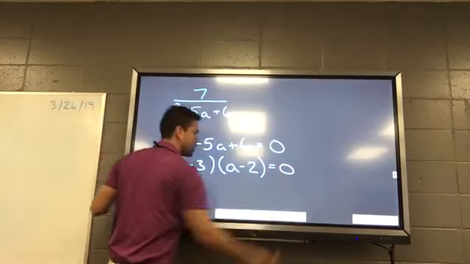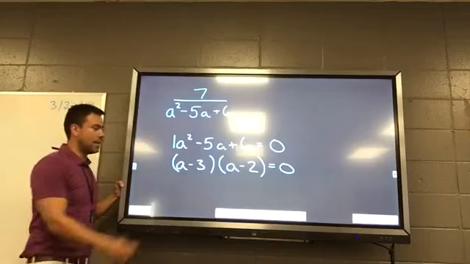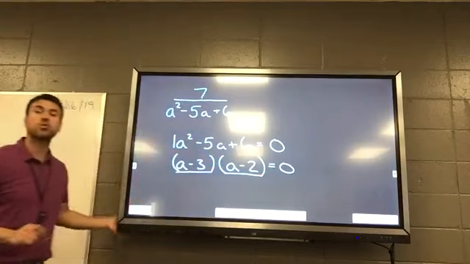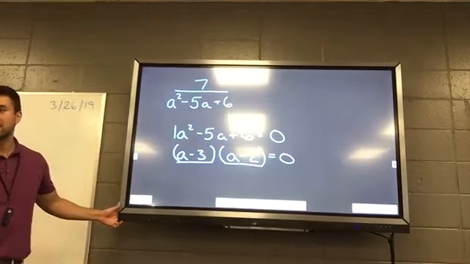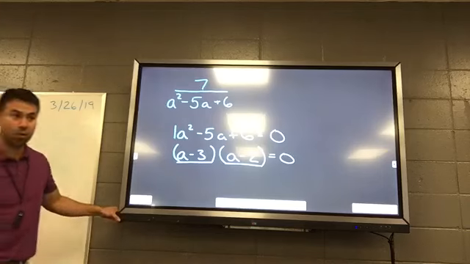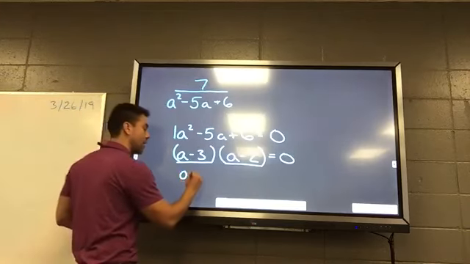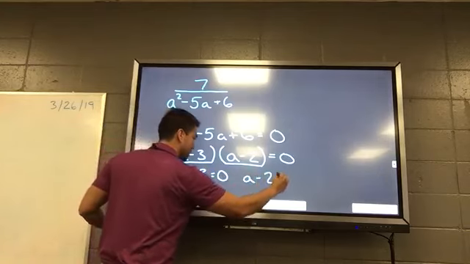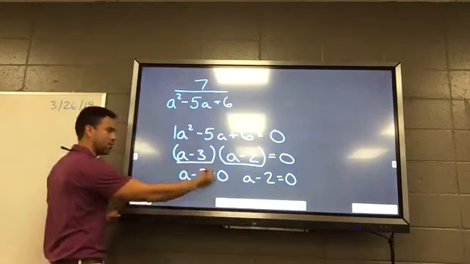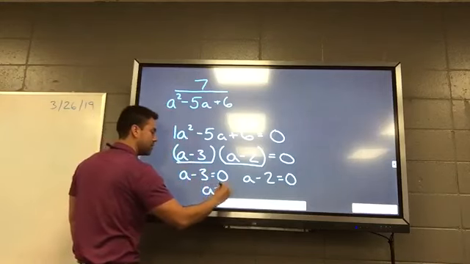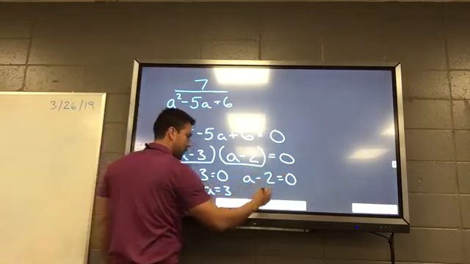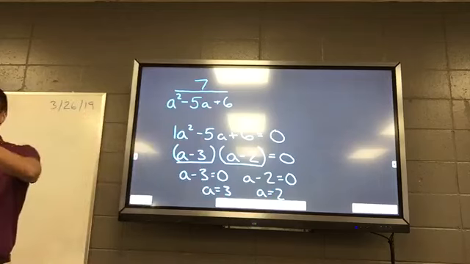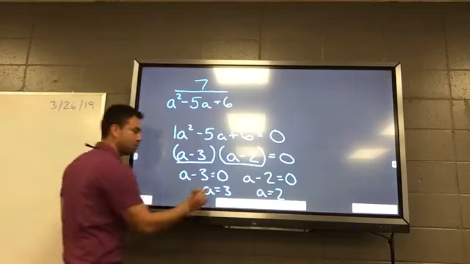All right, so I have this. If 2 numbers are multiplied and they get me 0, what do I know about those numbers? They have to equal 0. So a minus 3 equals 0, or a minus 2 equals 0. So what would a be here? 3. What would a be in this one? 2. So what are the 2 numbers that a cannot be? 3 and 2.